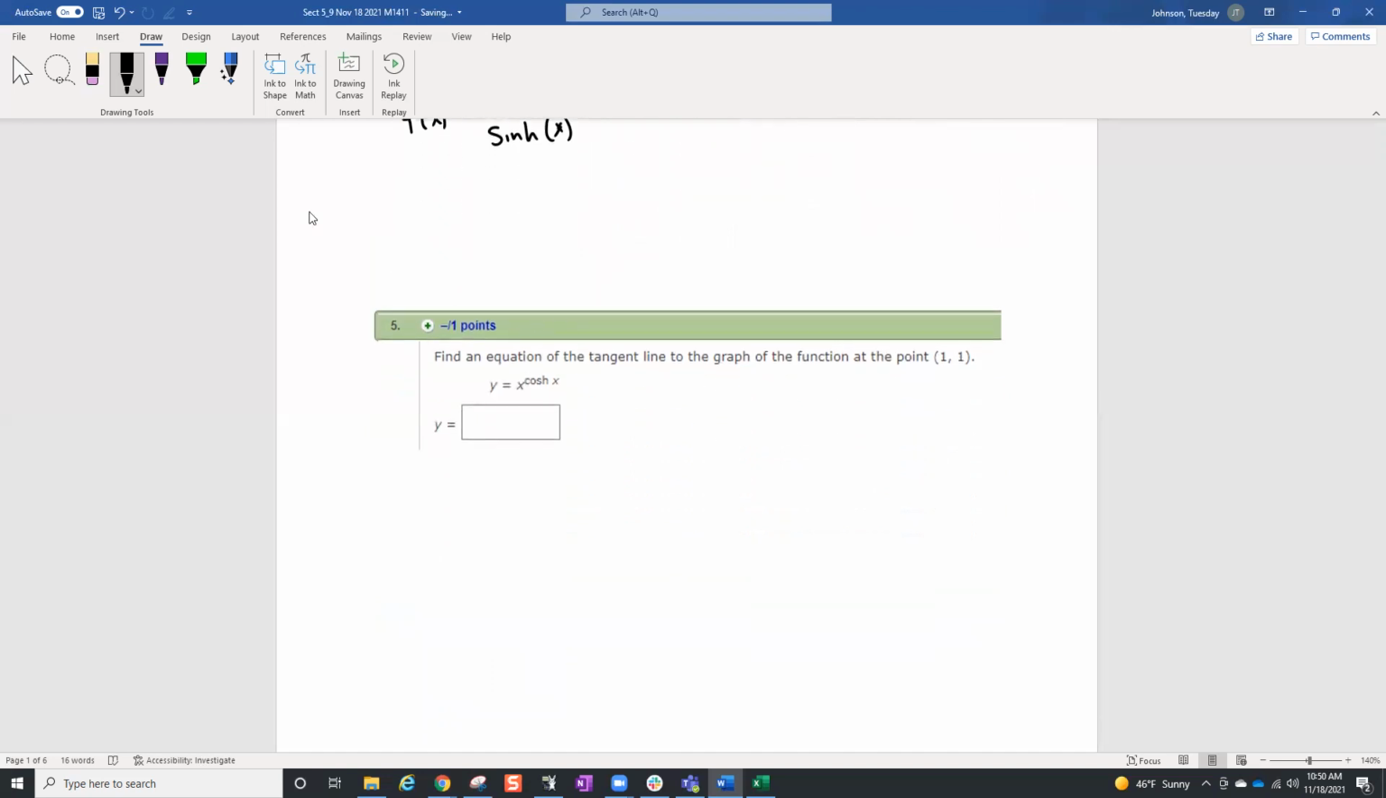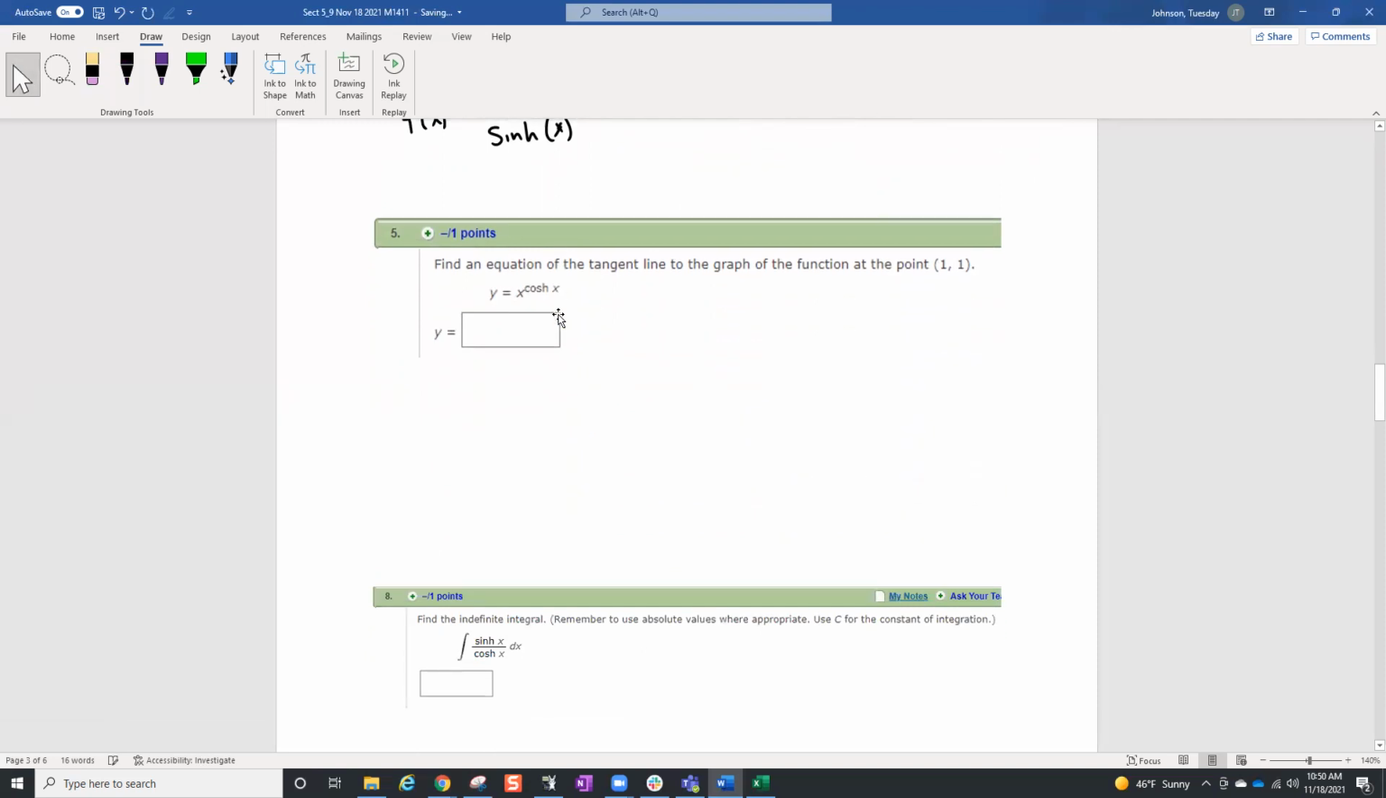Find an equation of the tangent line to the graph. I'm going to bring this up a little bit, hit save. Don't want to lose the notes we already have.